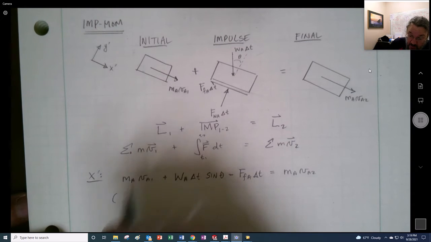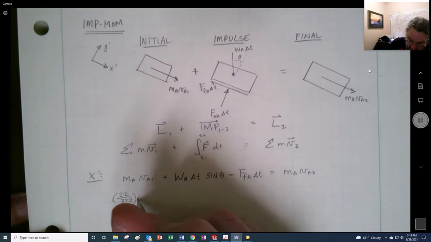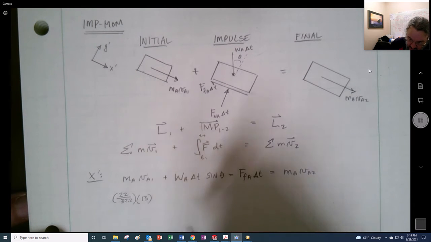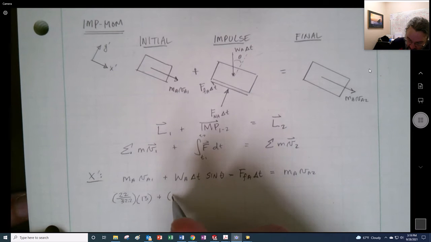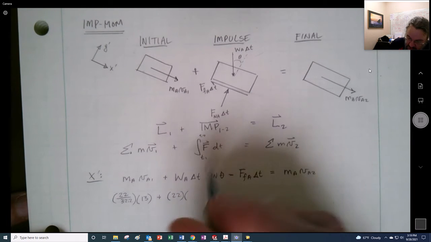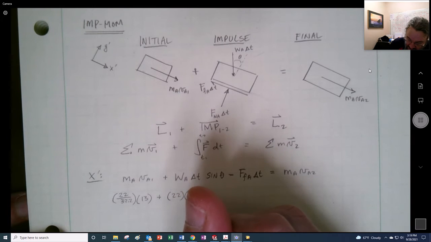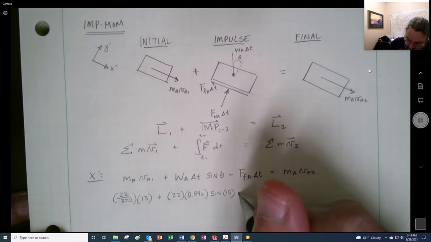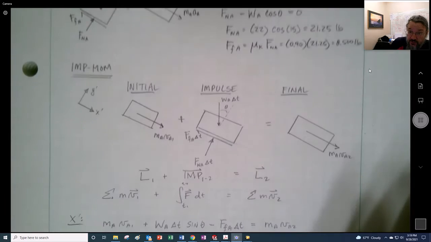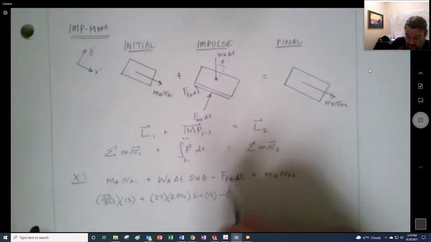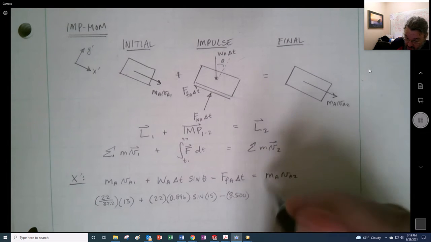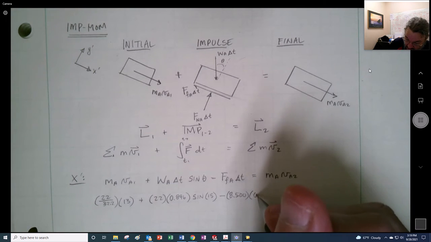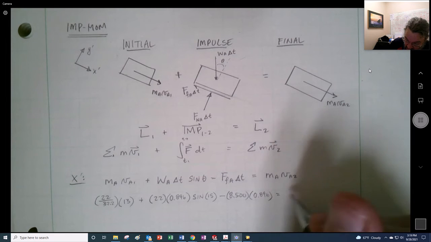So remember that these are in US units, so we have to get the mass. We need to divide by 32.2, and we were given a velocity of 13, starting out with feet per second. Then we're going to have our 22 right there. The delta t was given to us of 0.896 seconds. The angle is 15 degrees. We have a friction of 8.5, and the delta t right there is still 0.896.